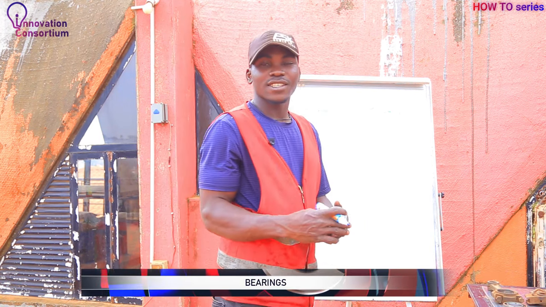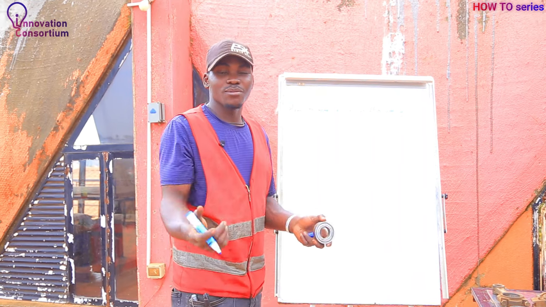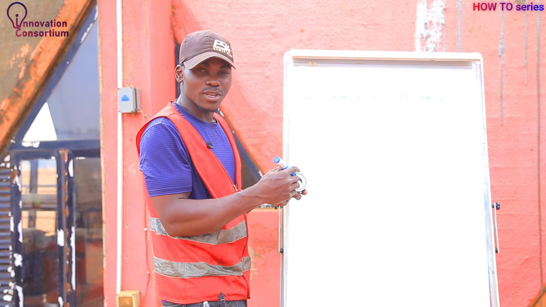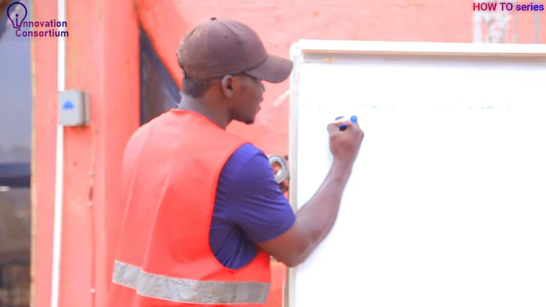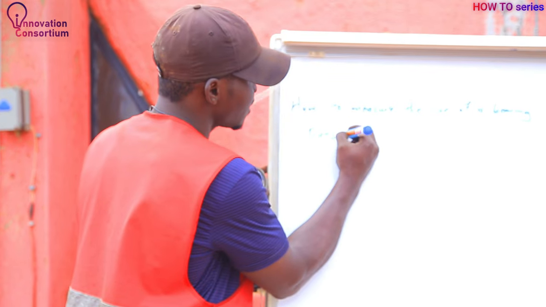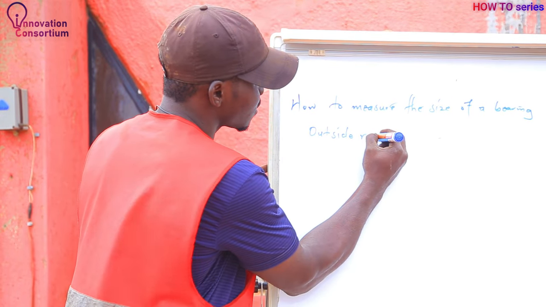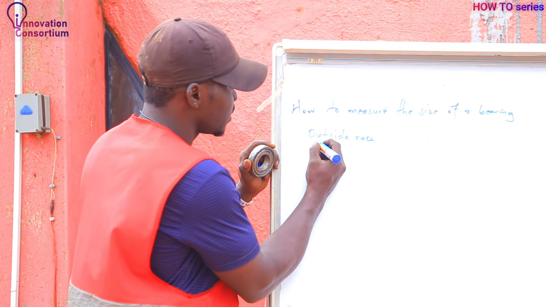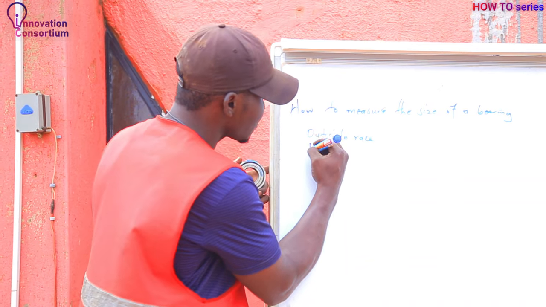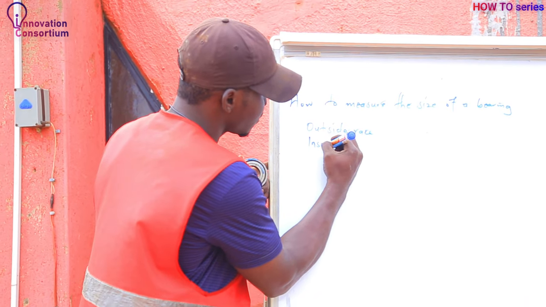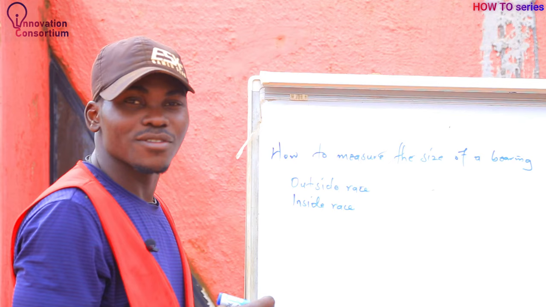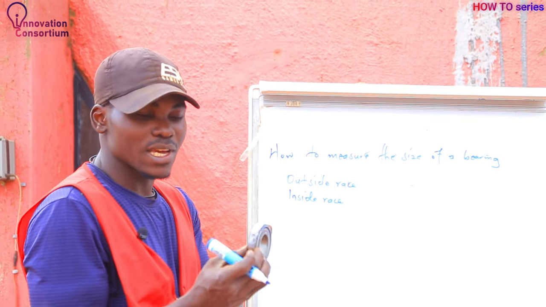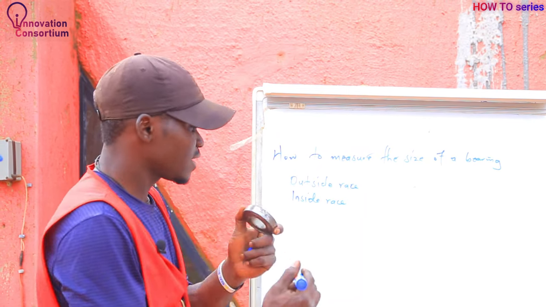So to classify a bearing according to its size, we take the measurement of the outside race, or the outside ring of the bearing. We take the measurement of the inside race. After getting the measurement of the inside race, we also get the measurement of the thickness of the bearing. This is the thickness of the bearing.